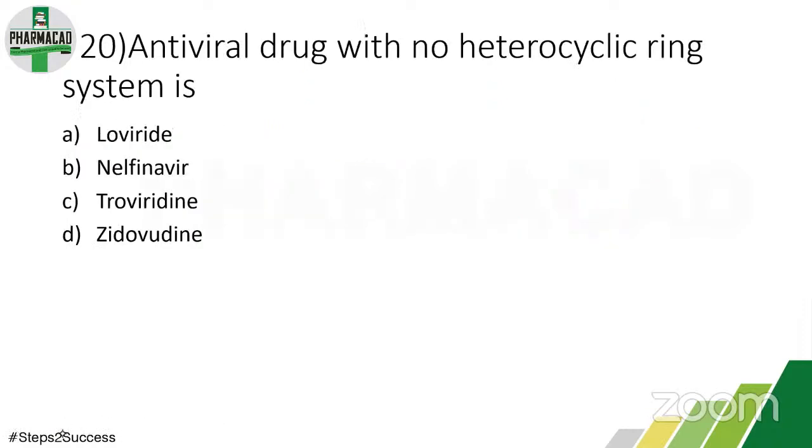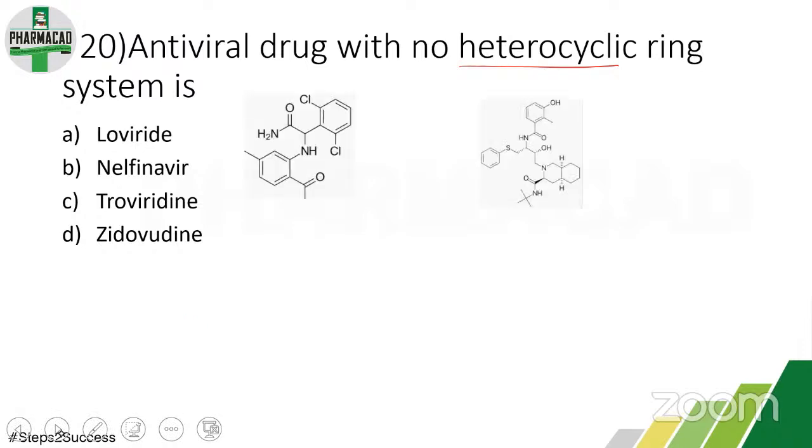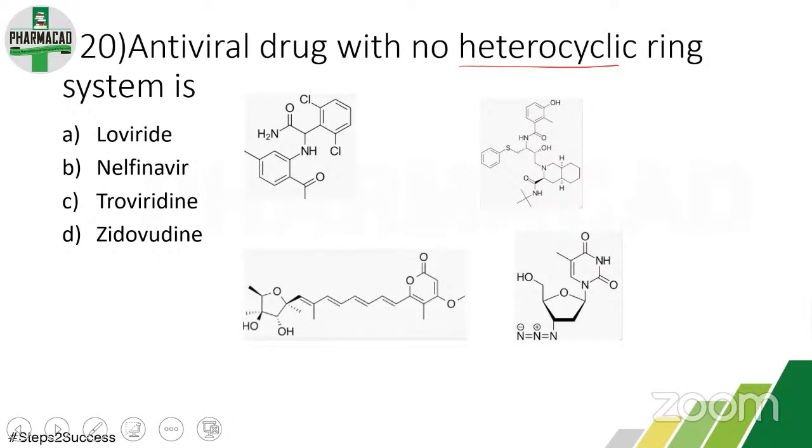Next question. Antiviral drug with no heterocyclic ring system. Heterocyclic means the ring should contain at least one heteroatom, meaning other than a carbon atom. So we will see the structure of all these four drugs. This is loviride, this is nelfinavir, this is troviridine, and this is zidovudine. What are they asking? The drug with no heterocyclic ring.